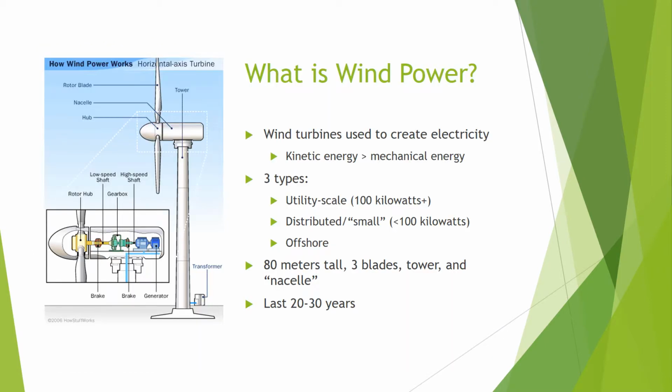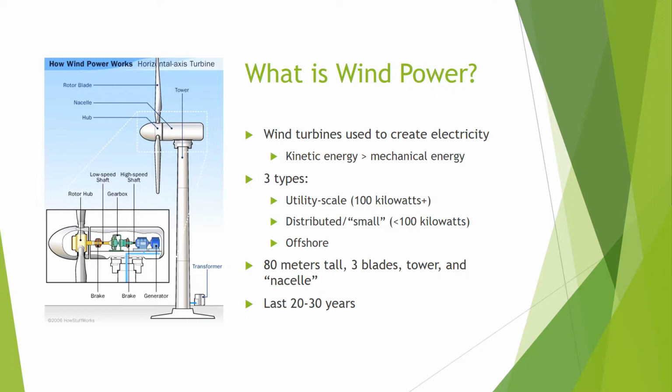So what is wind power? Wind power is created by using wind turbines to create electricity. This electricity is created by converting the kinetic energy of wind into mechanical energy that turns a generator. There are three major types of wind power: utility-scale wind with turbines of more than 100 kilowatts for utility companies, distributed or small wind with turbines of less than 100 kilowatts for home or private use, and offshore wind. The United States does not yet utilize offshore wind.